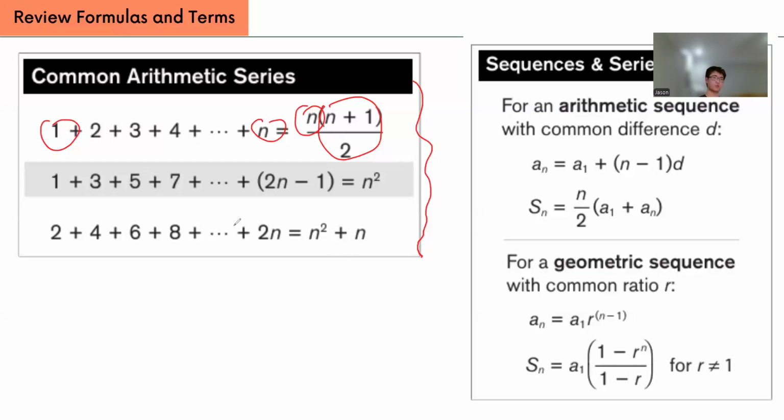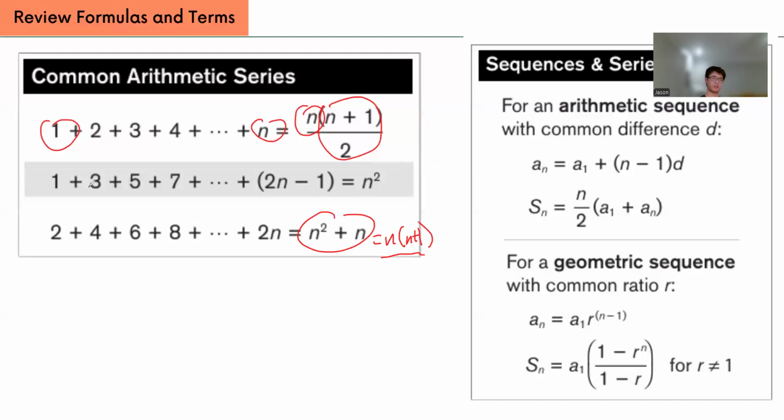You can do the same thing for these. This is the sum of the first n odd numbers. If you try the same thing here, you get 1 plus 2n minus 1, which is 2n, times the number of numbers, which is n. So 2n times n, then over 2, because it's the first plus the last over 2, which gives you n squared. And this other one is just the original sequence multiplied by 2, so you can multiply by 2 to get this, because this is just n plus 1.